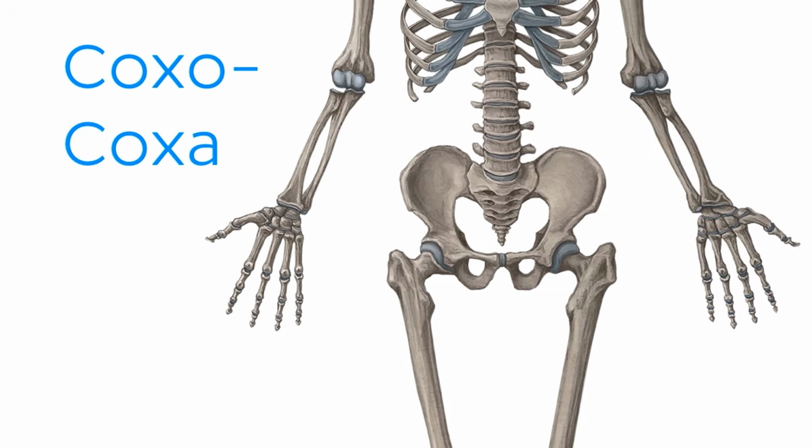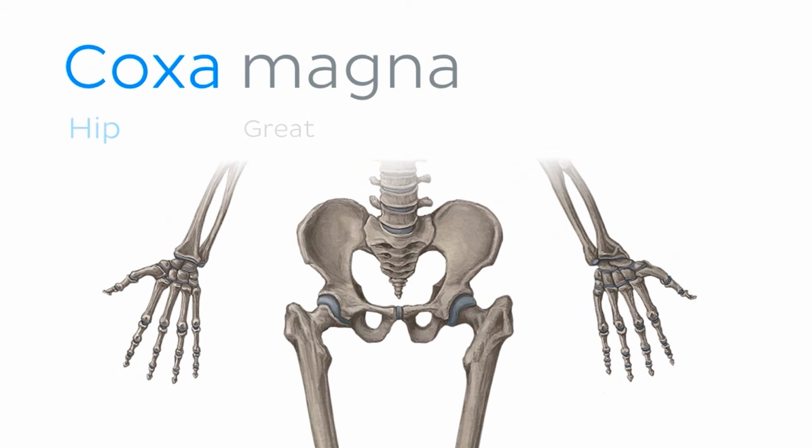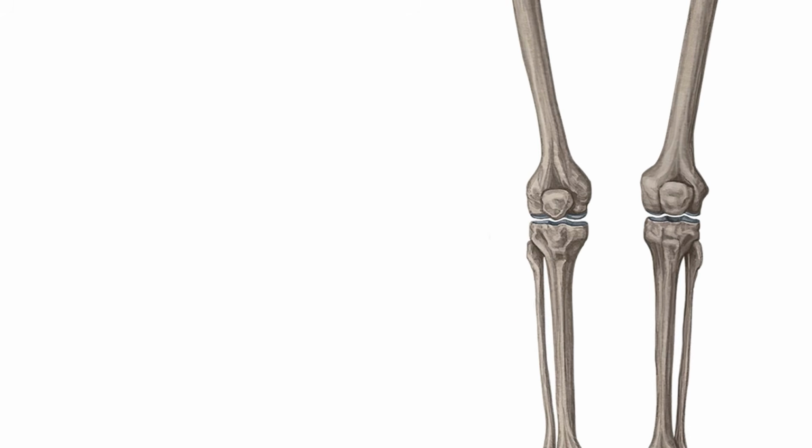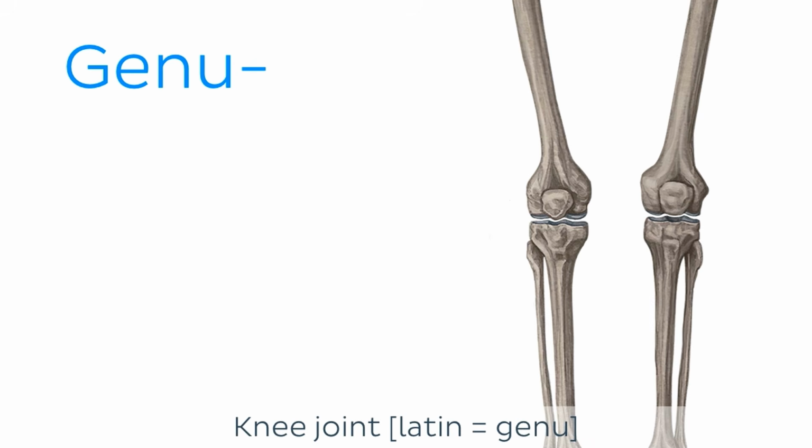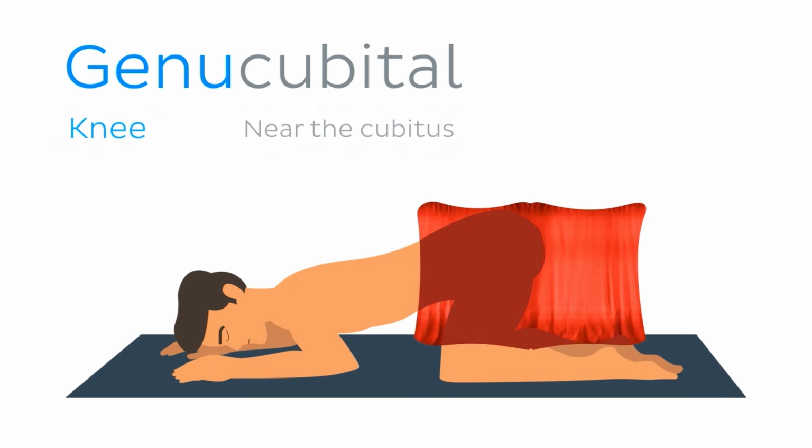Next up is coxo or coxa, which refers to the hip joint. Coxa magna is a condition involving enlargement of the femoral head. Moving distally, there is also a term for the knee joint, which you should know, and this is genu, as in knee joint. For example, you might ask a patient to assume a genucubital position, in which they rest on their knees and elbows when preparing for an anorectal examination.